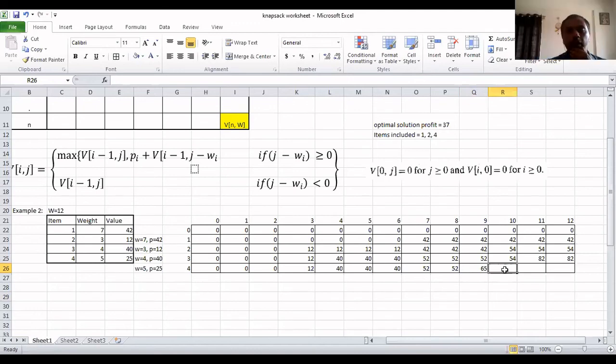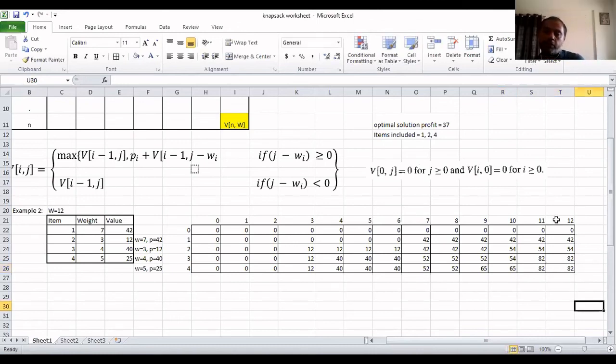So it is 54, and 10 minus 5 gives 5, so we get 65. Again 65. Then we get 82. So the maximum is 82. 11 minus 5 is 6, so again we get 82. Over the next one, 82 again. Yes, sir.